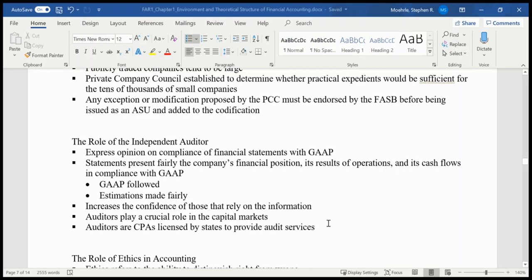Increases the confidence of those that rely on this information. And therefore, auditors, we play a crucial role in the capital markets. To this end, auditors and CPAs are licensed by states to provide these audit services. Many of your professors here are licensed CPAs, including me.